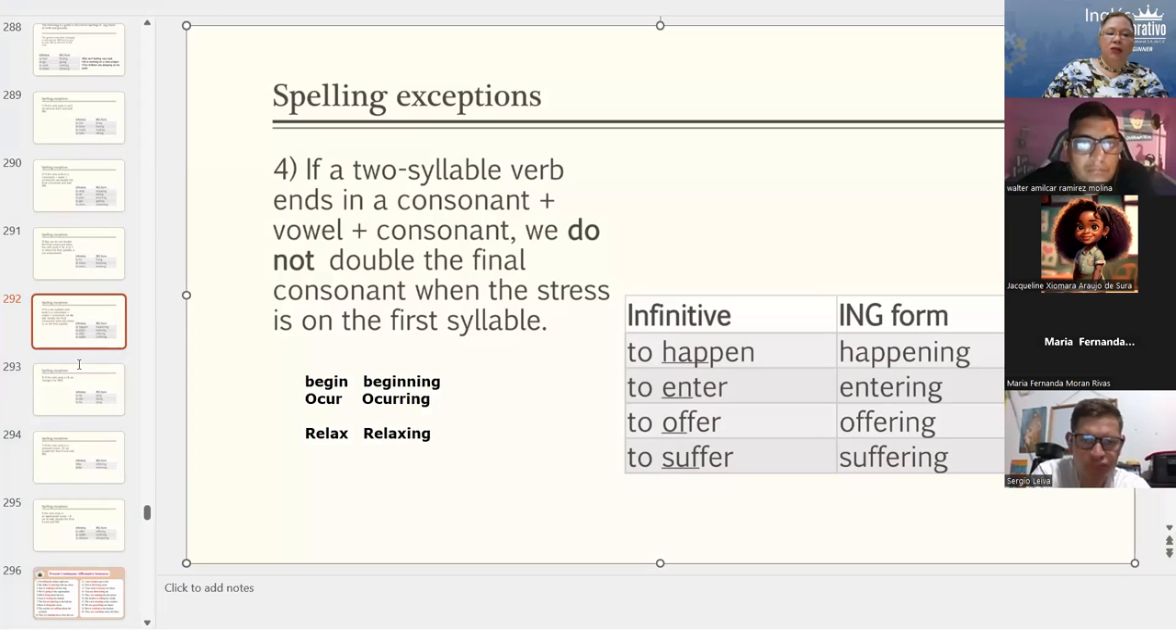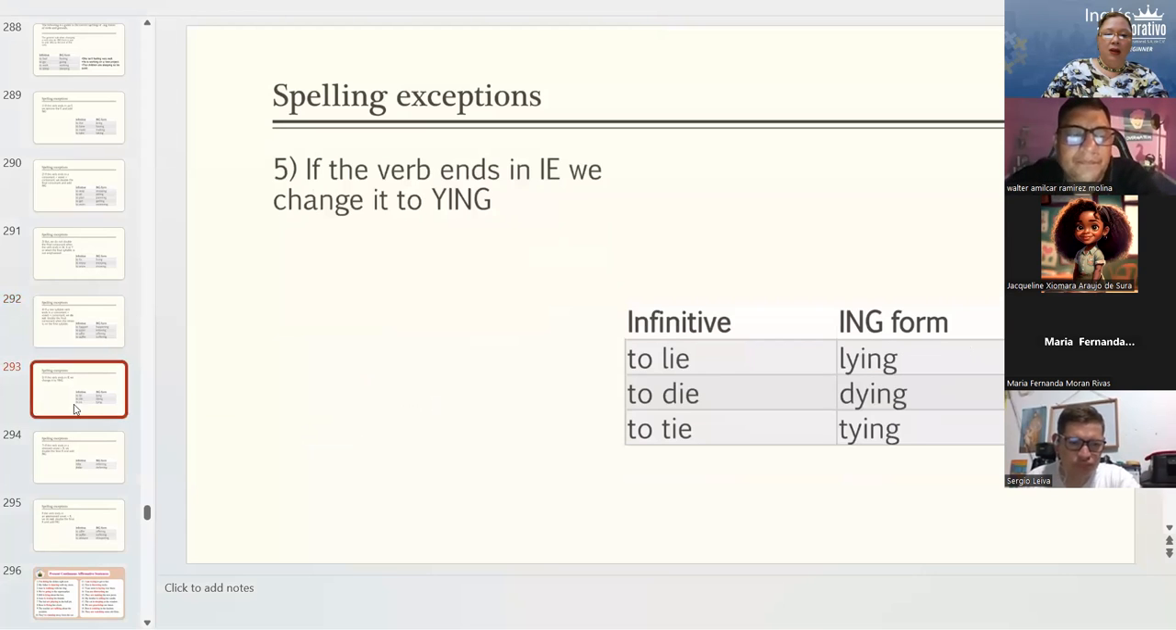Now, allow me to take you to the last one we are going to see. These are verbs that end in a letter I and a letter E. Lie, die, tie. Lie has two meanings, and die has two meanings too. Tie, it's only one.